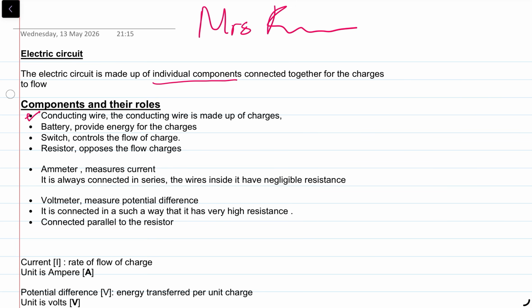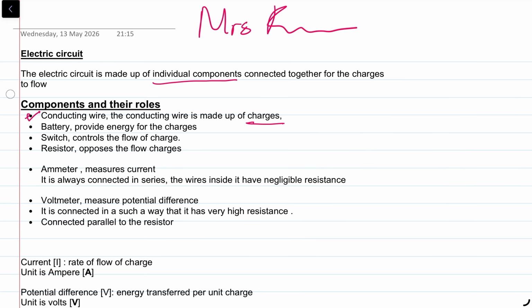So, let's start with the conducting wire. Your conducting wire is there to provide a pathway for your charges to flow. The conducting wire is made out of charges. So which charges are these? The charges are the ones that we have learned about with atoms, the positive charge and the negative charge. However, the charges that move are the electrons. So whenever we talk about the flow of charge, we're going to be talking about electrons that are flowing inside the conductor.